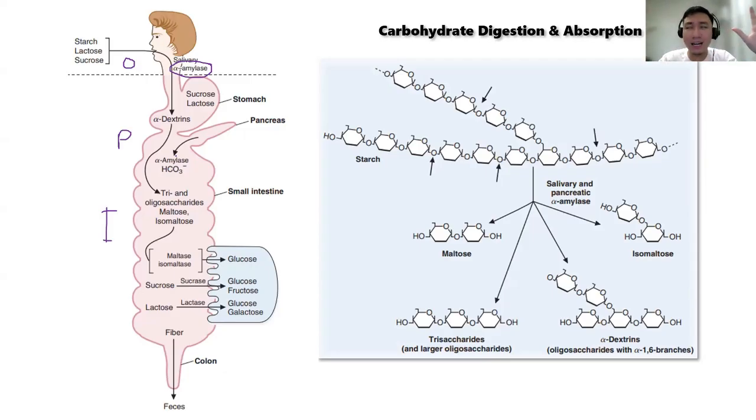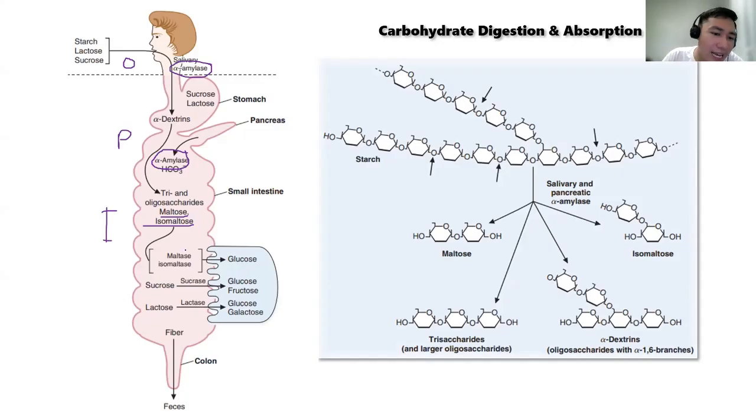Dextrins, which are chains of glucose pa rin siya na alpha-1,4 and alpha-1,6, may branching. Pero mas maliit siya kaysa sa starch. Okay? Stomach, walang mangyayari. Wala naman tayong enzyme for carbohydrate digestion there. And then in the pancreatic phase, you will release another amylase, pero ang pangalan niya is pancreatic alpha amylase. And that will further digest yung mga dextrins mo, your maltotriose into maltose, which is 2 glucose molecules linked by alpha-1,4, isomaltose, which is 2 maltose linked by alpha-1,6, di ba?